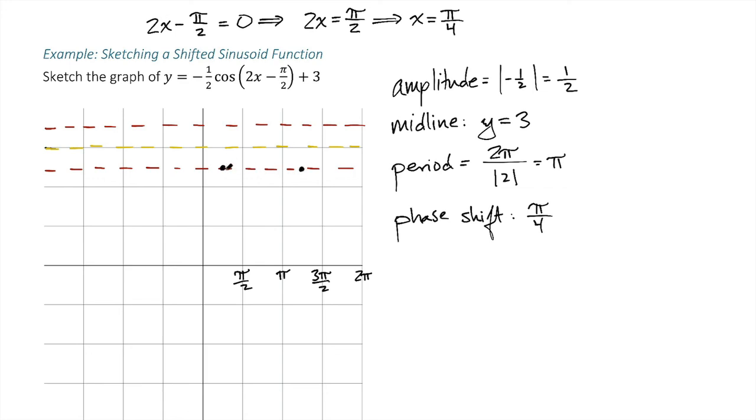And halfway between those two minima, we'll have a maximum. And then we can draw our cosine curve. Okay. And of course this continues forever and ever.